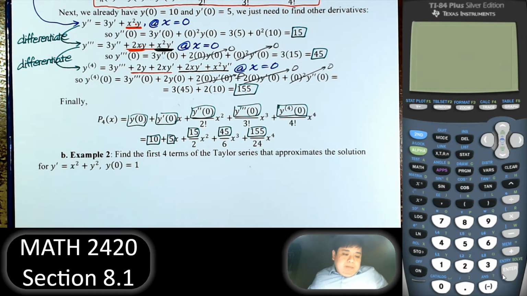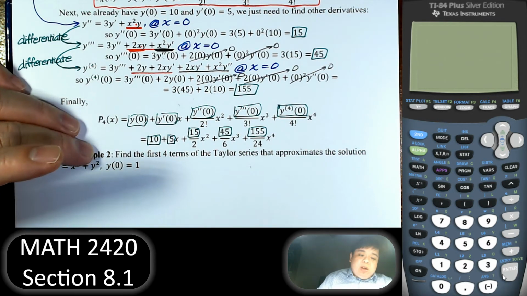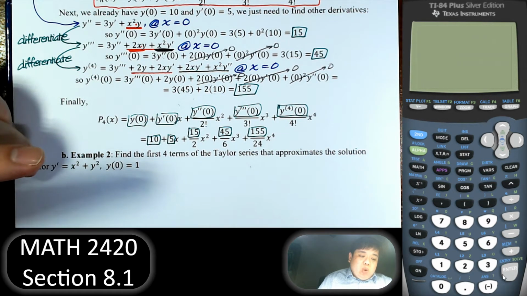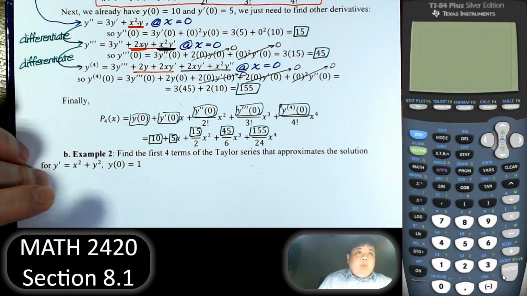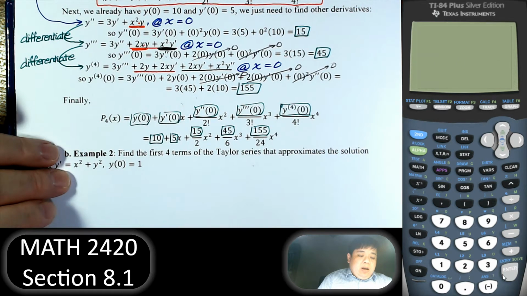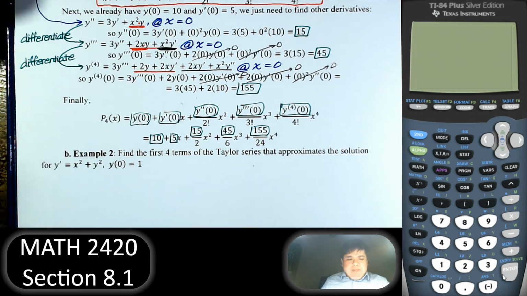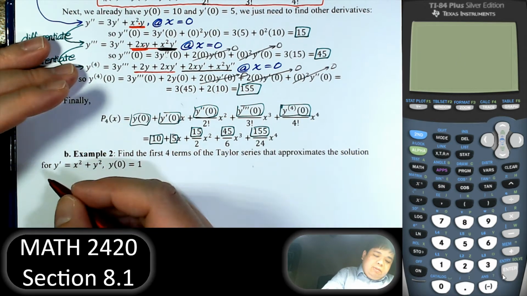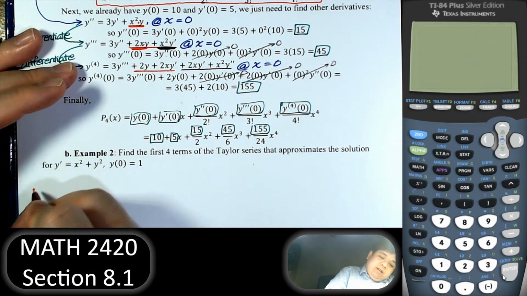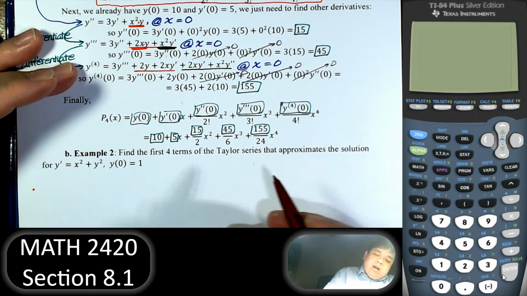Right. Next, find the first 4 terms of the Taylor series that approximate the solution, derivative of y equal to x squared plus y squared. Right. So regardless of whatever the problem is, the Taylor series or Taylor polynomial, that's the first thing we'll start with. So first, the Taylor series, first 4 terms of the Taylor series.